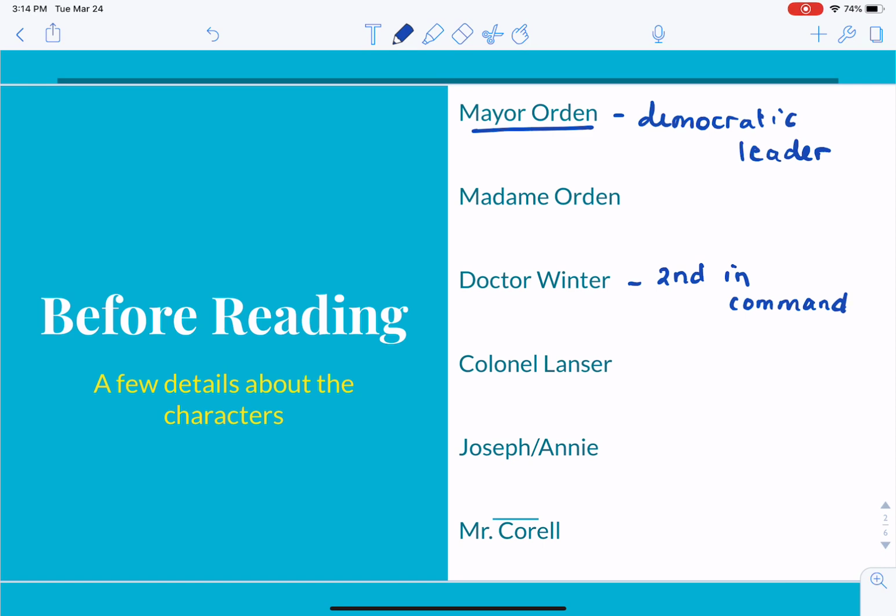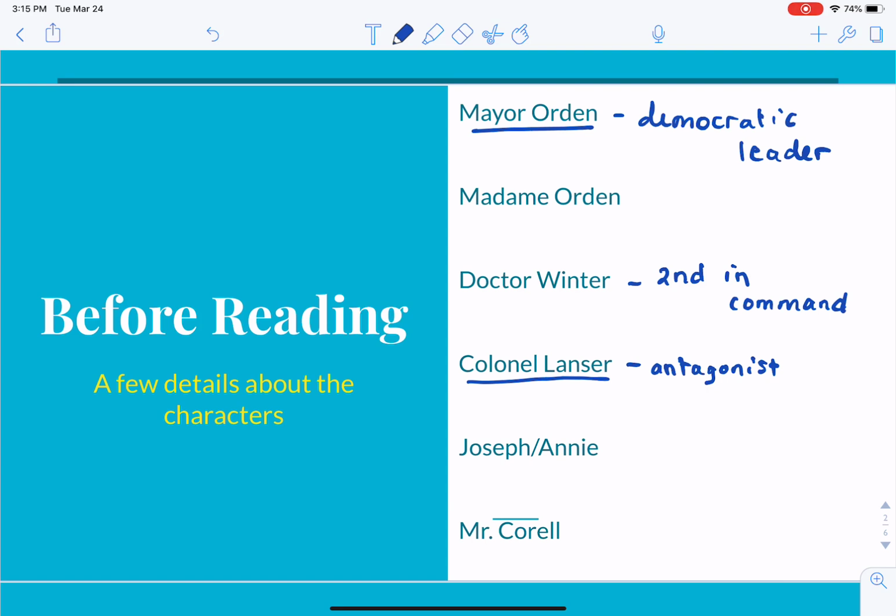The main antagonist, the main villain, if you will, is Colonel Lancer, and he is the military leader of this invading army. Now, he is not the leader of the entire nation, but he is the leader of the military that we see in this book.